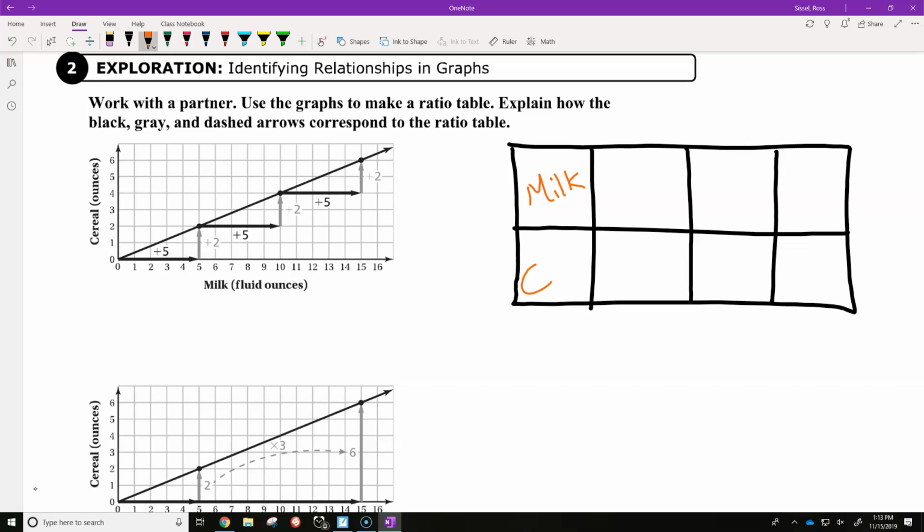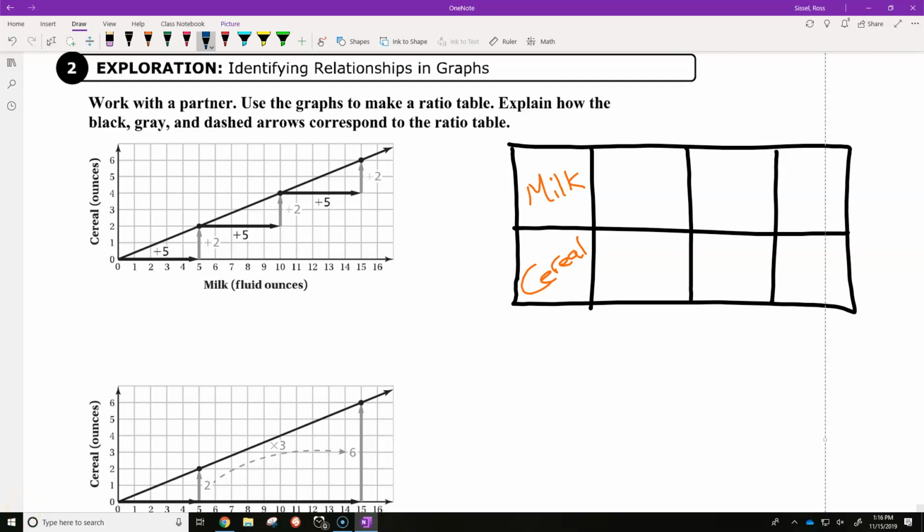Let's say milk. Let's say cereal. Okay. So, what I need you to do. Alright. So, I want you to work with your group, look at this graph, and you need to complete this table. I need 3 equivalent ratios that you can identify from this graph. Alright? Any questions? Alright, turn, work with your group.